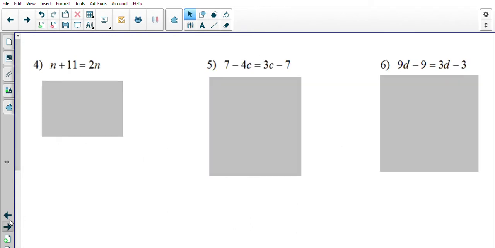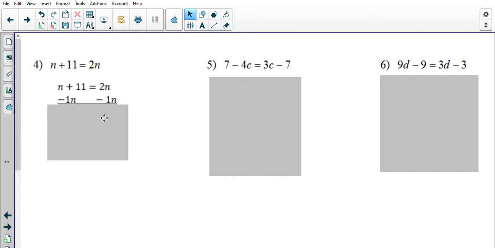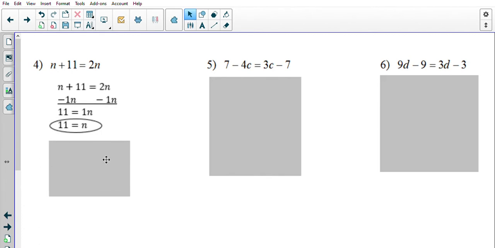All right, let's go ahead and take a look at numbers 4, 5, and 6. I will give you some independent practice, but if at any time you want to try some of these on your own, feel free to do so. So number 4, I have a 1n on the left and a 2n on the right. I would suggest moving the 1n, so it's a positive. I'm going to subtract 1n from both sides. That gets me 11 equals 1n. Now you could certainly divide both sides by 1, or just recognize that 1n is the same as n. So we get 11 equals n, or n equals 11.